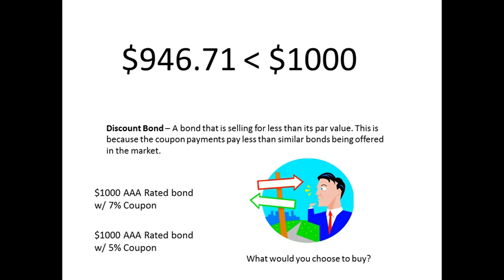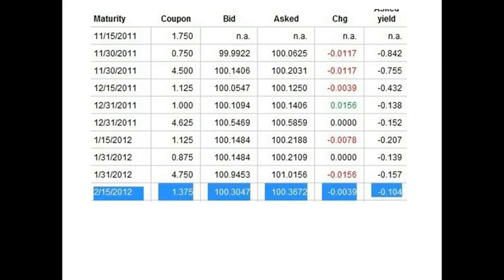Here we have an excerpt from the U.S. Treasury quotes for bonds and notes from WallStreetJournal.com. The bonds have maturities up to 30 years, and the notes have maturities up to 10 years. Take a look at the highlighted issue.